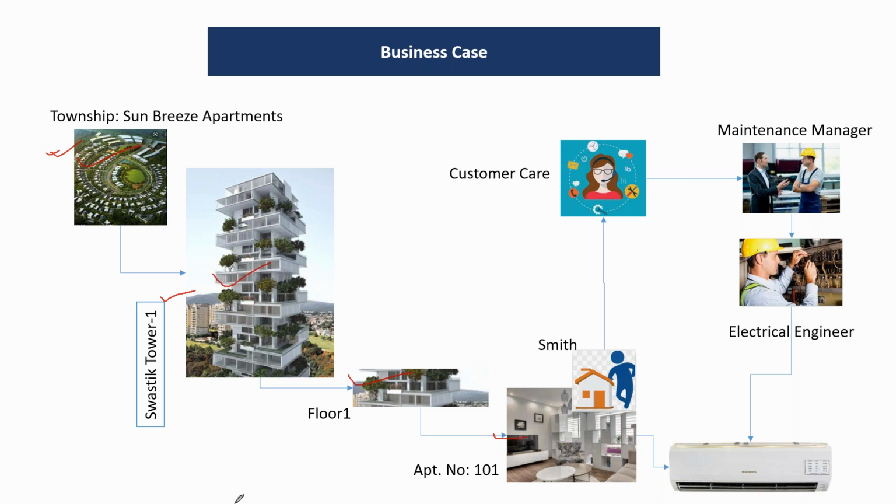Once it comes to customer care, they analyze the notifications created, or maybe they create the notification based on the mail you sent to them, and then it goes to the next team. Sending it to the next team means we are allocating the resource.